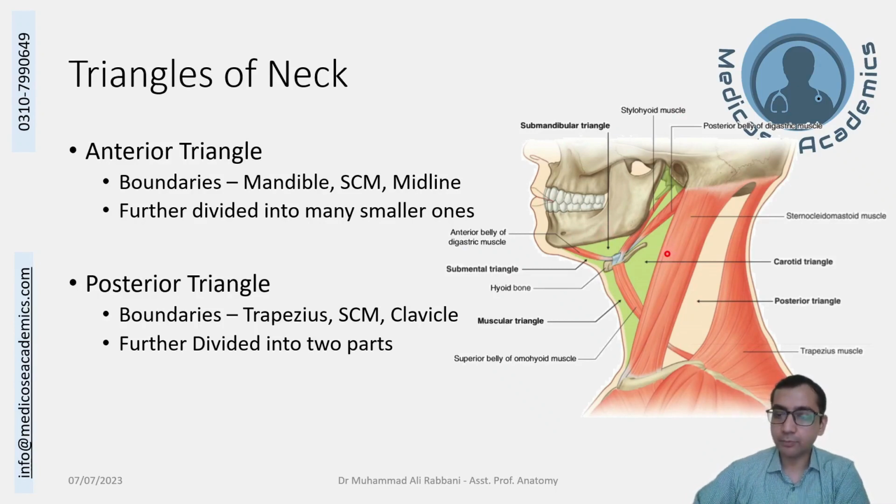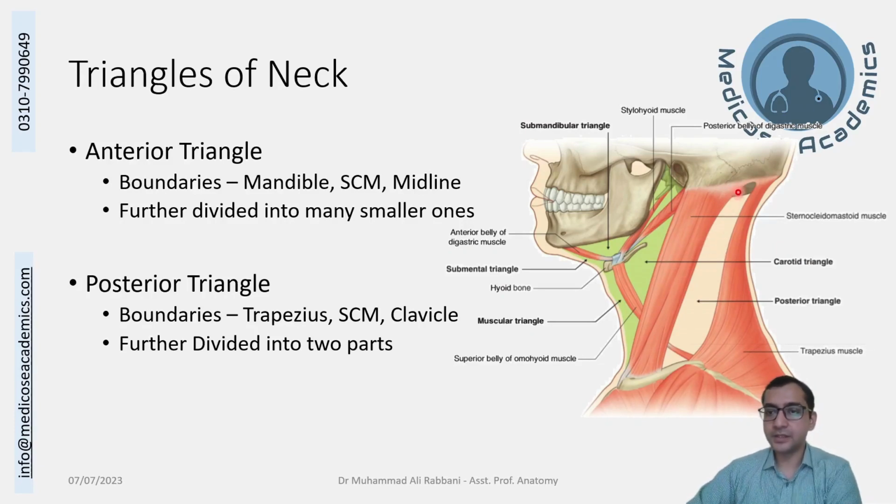Superiorly there is the mandible, posteriorly there is the sternocleidomastoid, medially or anteriorly, because the neck is curved, the most medial part is also the most anterior part, that is the midline. The part that is under the cover of sternocleidomastoid is not considered a part of either of the triangles. You will see written in the books that the cervical plexus is not a part of the triangles because it is under the cover of sternocleidomastoid.